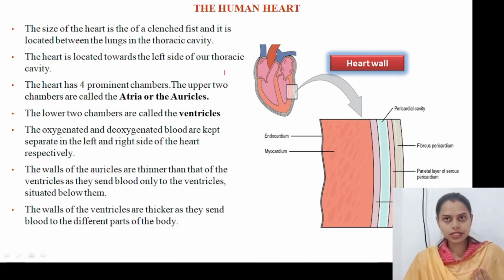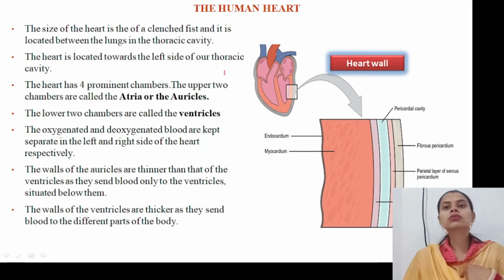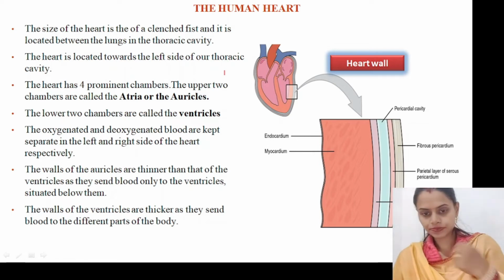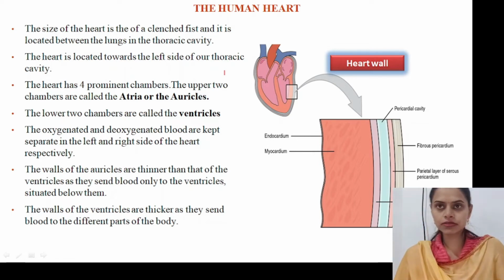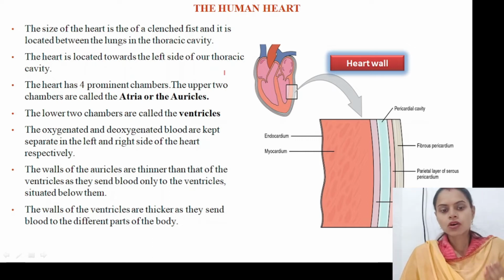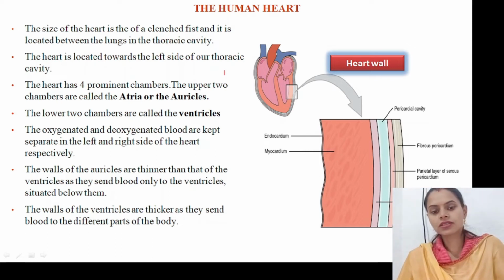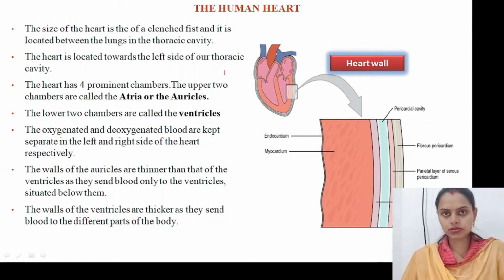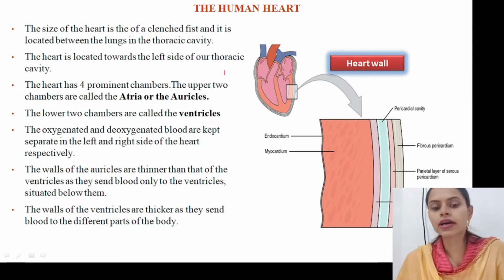So what is my left side? This one is my left side. So its position will be towards the left side of our thoracic cavity. Then, the heart has four prominent chambers.